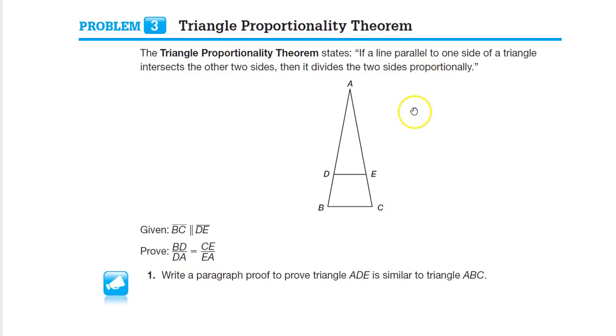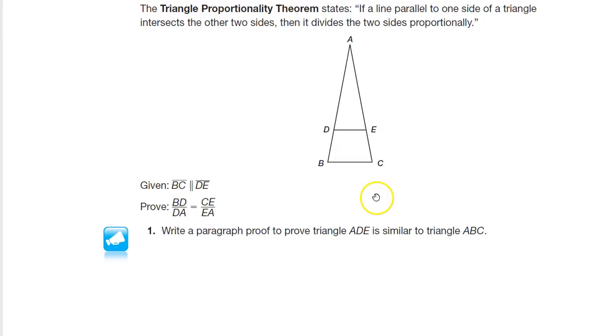Next one you have here is the triangle proportionality theorem, and it says if a line parallel to one side of a triangle intersects the other two sides, it divides the sides proportionally. So that would mean DE is parallel to BC. Now this only works when DE is parallel, but if they are parallel, then you can say this segment over that segment is a ratio that's equal to this segment here over that segment there, where CE is a ratio that's equivalent.